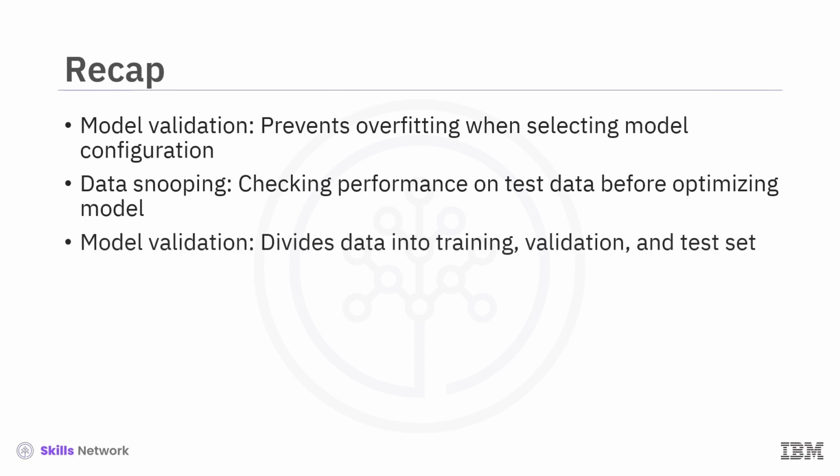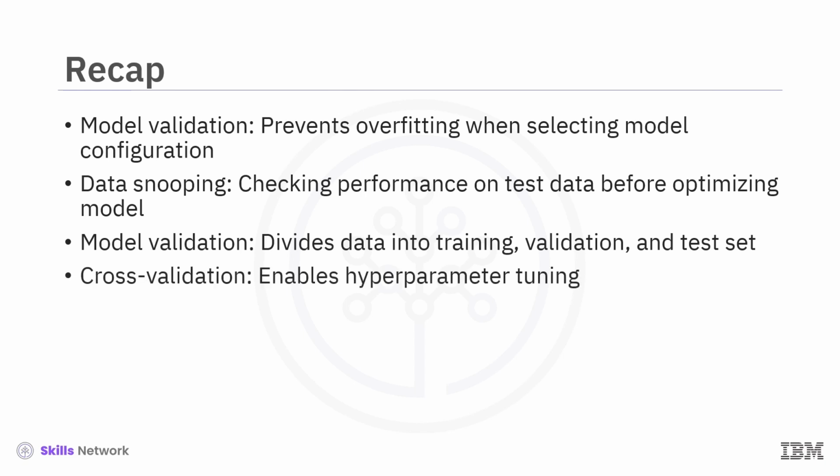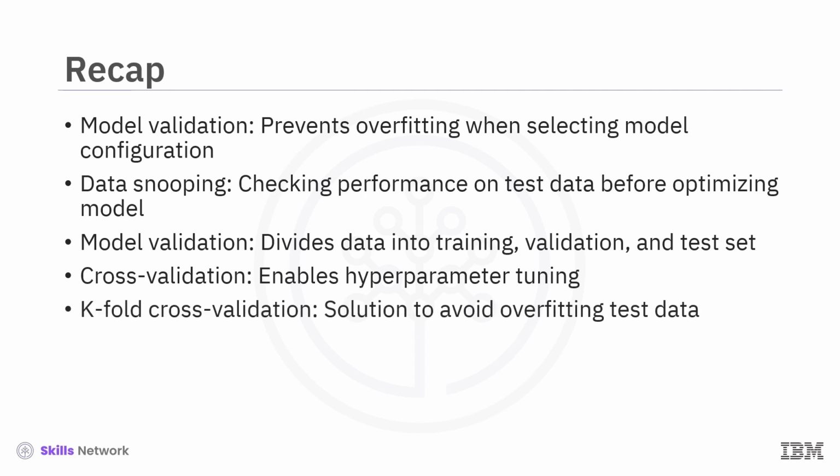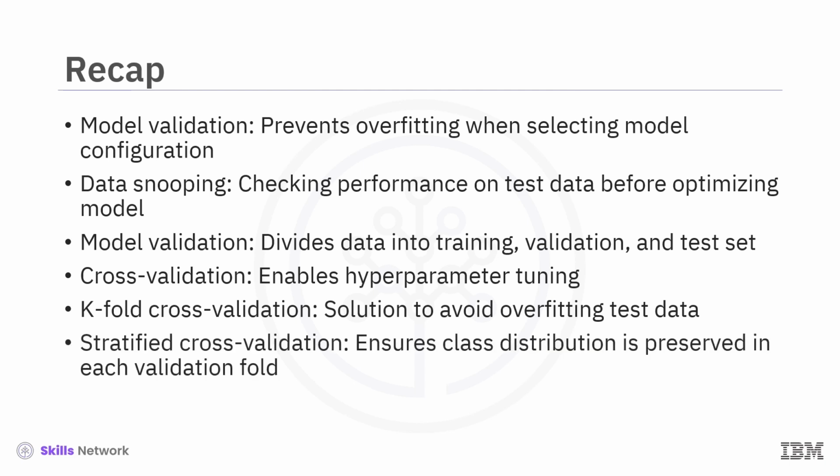Model validation involves dividing data into training set, validation set, and test set. Cross-validation enables hyperparameter tuning. A solution to avoid overfitting your test data while trying to optimize the model's hyperparameters is k-fold cross-validation. Stratified cross-validation ensures that the class distribution is preserved in each validation fold, preventing bias.